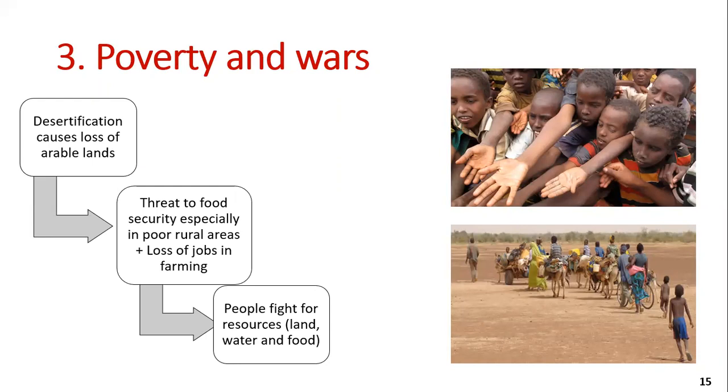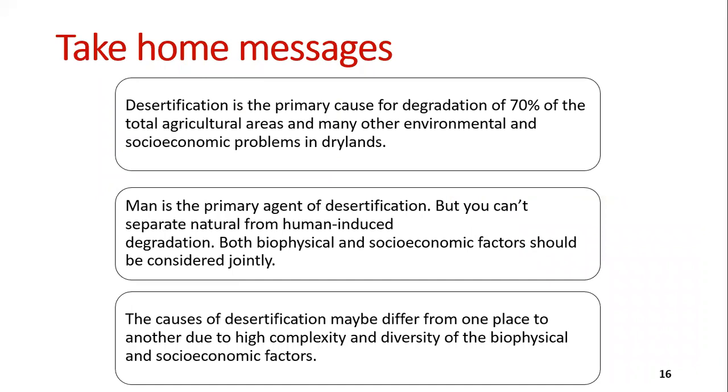So this is basically about this lecture. The take-home message is that desertification is the primary cause of 70% of the total agricultural land loss. And it is caused by other social, environmental, and cultural problems in the drylands. We as humans are the main driver for these problems. Therefore, we cannot exclude human activities. And another very important thing, we have to look at all the activities together. The biophysical and socioeconomic factors should all be considered together.